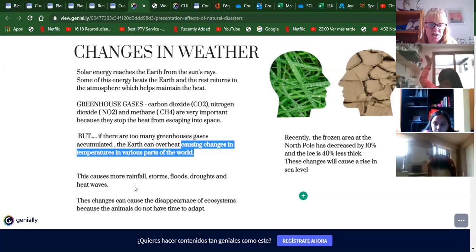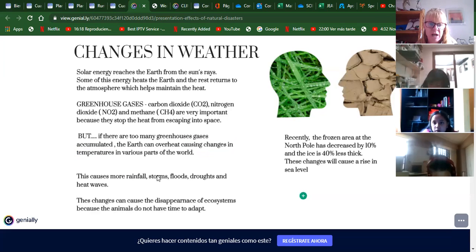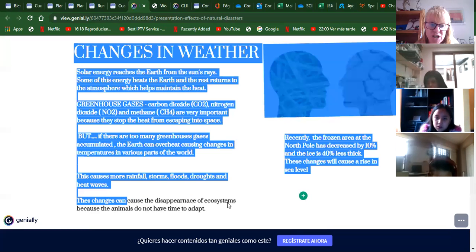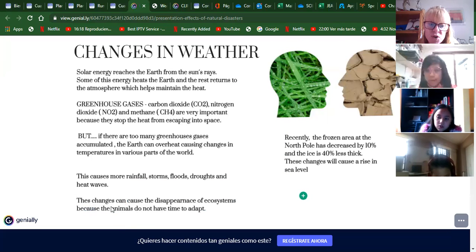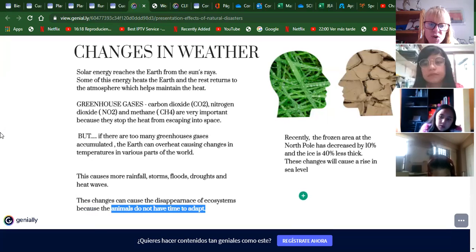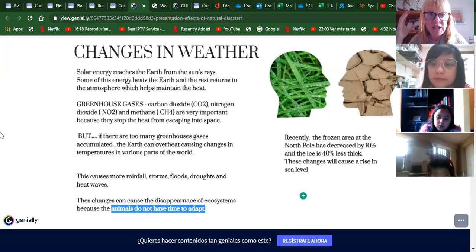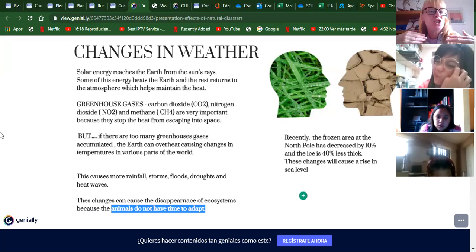So what are the changes? It could be more rain, storms, floods, or the opposite, droughts and heat waves. Climate changes can cause the disappearance of ecosystems. Why? Because the animals do not have time to adapt. If there is a change in the climate that's quick, the animals don't have the time to evolve and adapt, and they can die off.